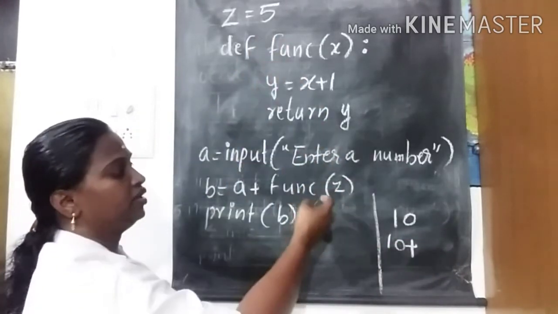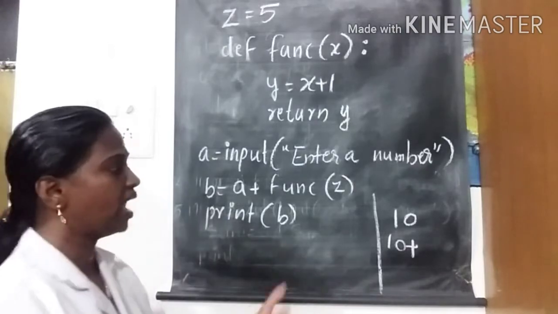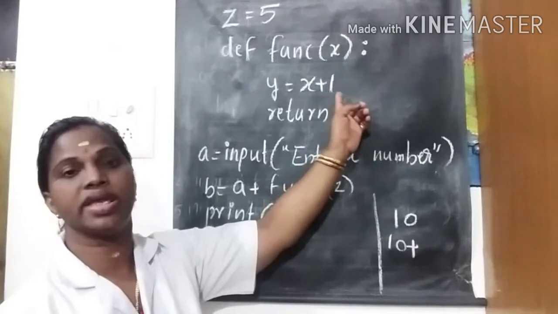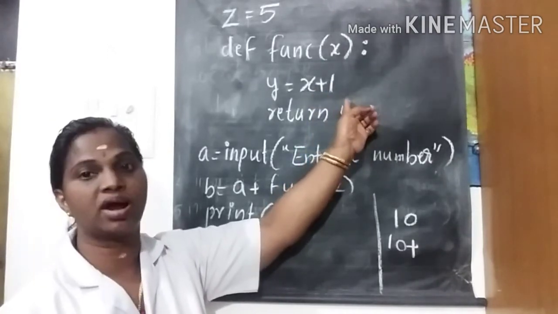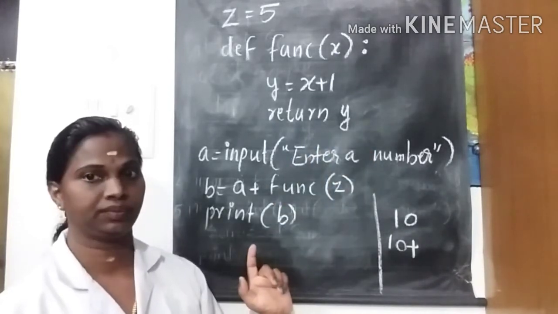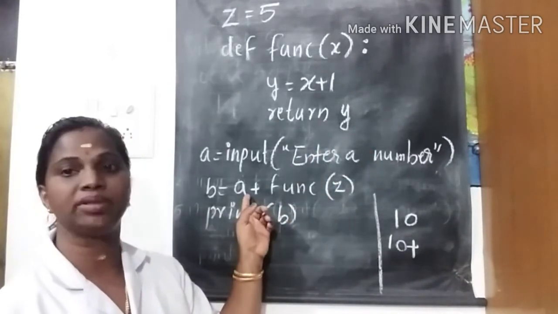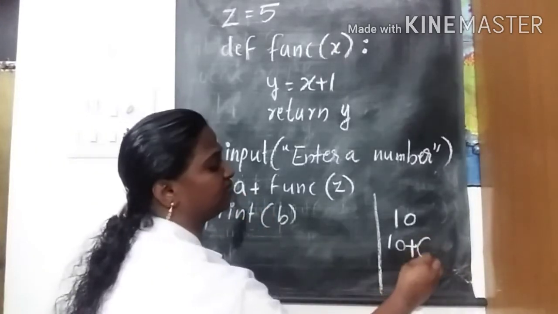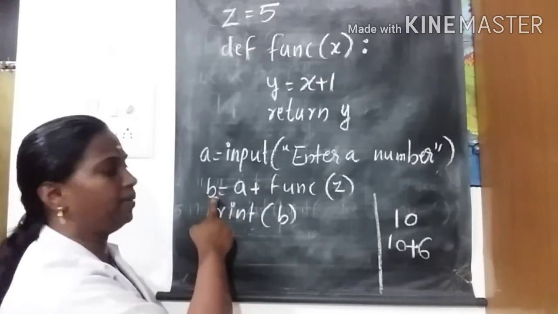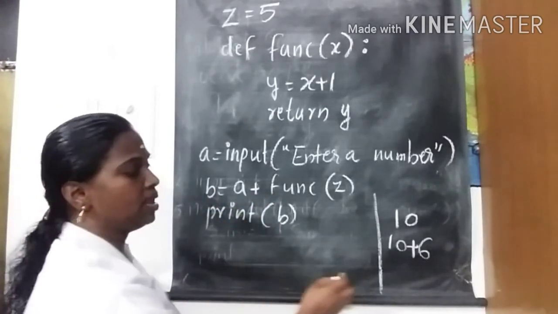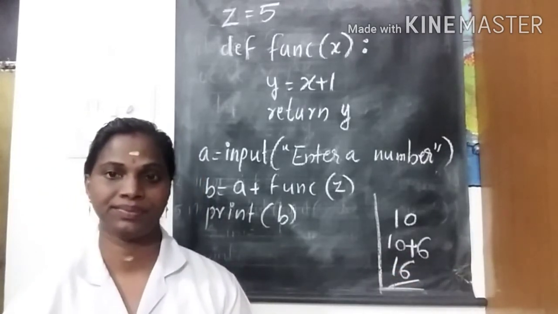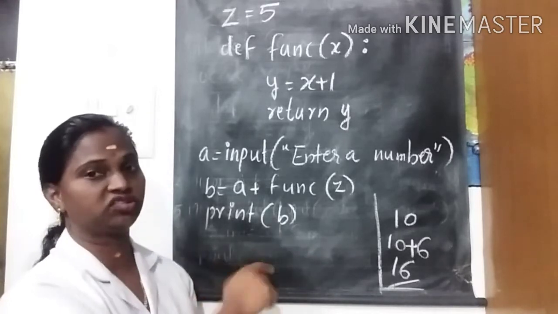z is equal to 5. So 5 will be passed into the function and this 5 will be read into the variable x. Then y is equal to x plus 1, that is 5 plus 1 is equal to 6. Then return y means 6 will be returned. That 6 will be added with the variable a. So 10 plus 6 is equal to 16. That 16 will be stored into variable b. Then print b means it will print the value 16. Clear? This is the execution of this program.